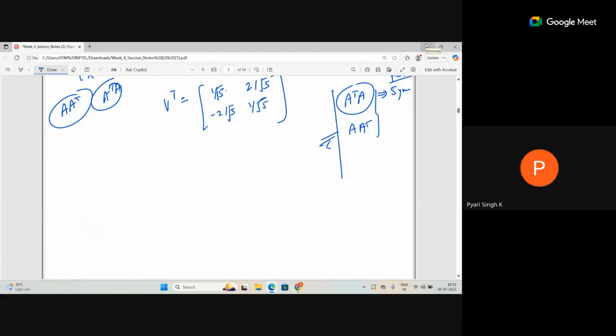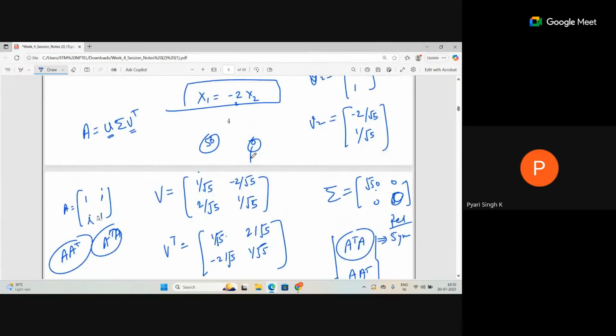Sir, I think I am a bit confused with the notations. Could you just scroll up a bit, sir? Yeah, so in this decomposition equation, I do not know what it's actually called, A equal to U Sigma V transpose. Now we found the eigenvectors, right? Is this V and that V the same? Yes, this is the same thing.